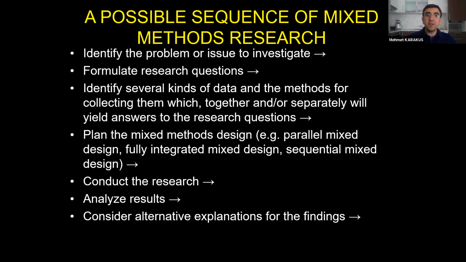In the beginning, we should identify the problem or issue. And then we can formulate our research questions. We can identify several kinds of data and the methods for collecting them, which together and or separately will yield answers to the research questions. Then we can plan our mixed methods design. There are several approaches. We can do the qualitative or the quantitative parts first, and then the remaining part, or we can do both quantitative and qualitative parts at the same time.